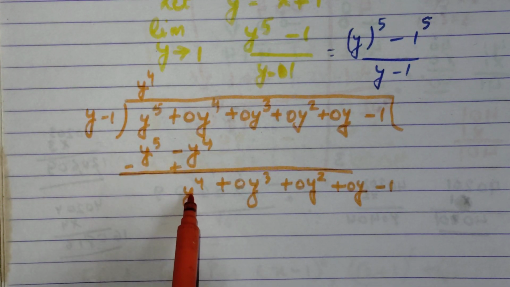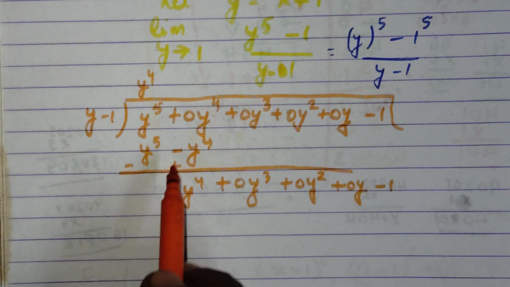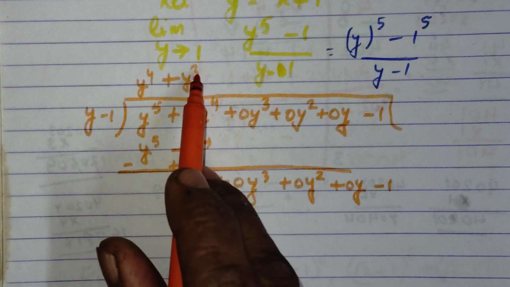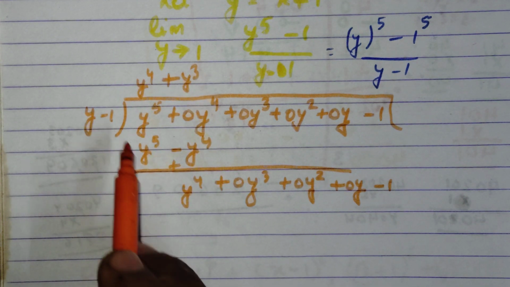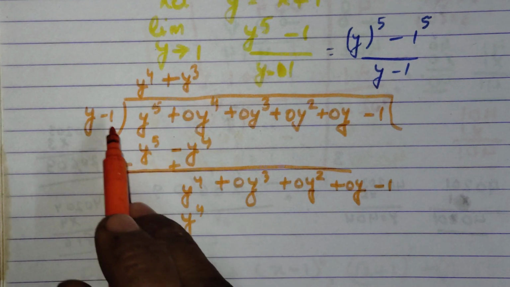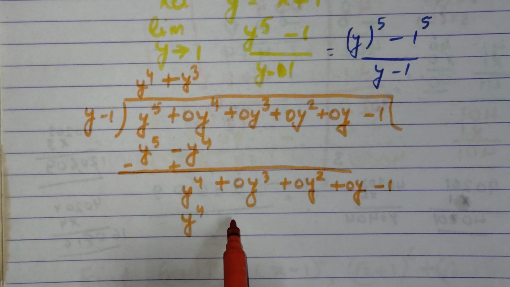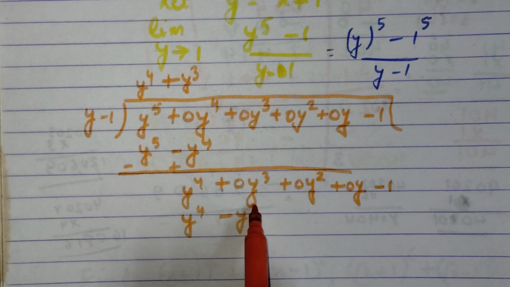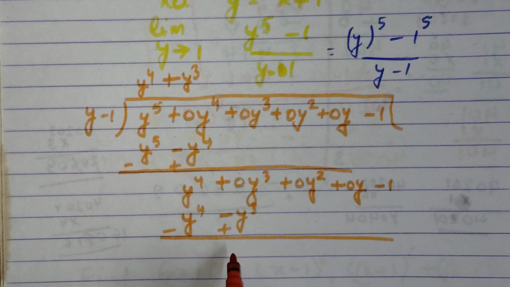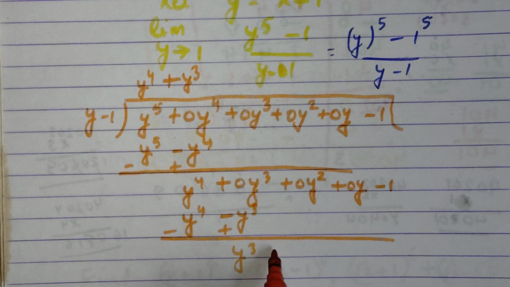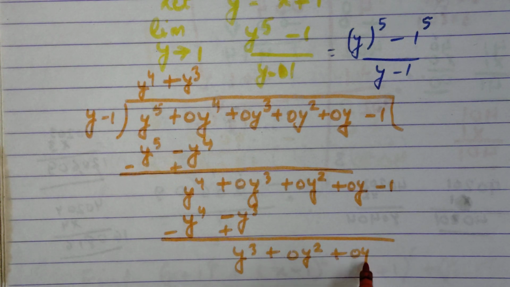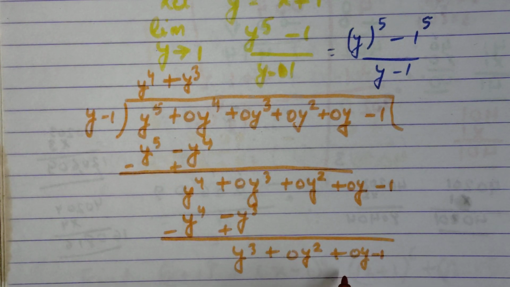Now y to the power 4 is the first term. Divide by y, we get y cube, so we write y cube in the quotient. Y cube multiplied with y gives y to the power 4, and y cube multiplied with minus 1 gives minus y cube. Changing the sign and adding, it gives first term 0 and second term y cube, then plus 0y square, plus 0y, then minus 1.